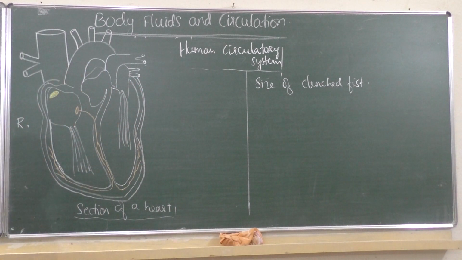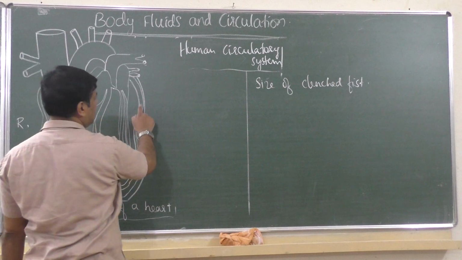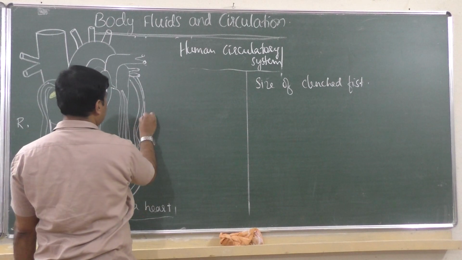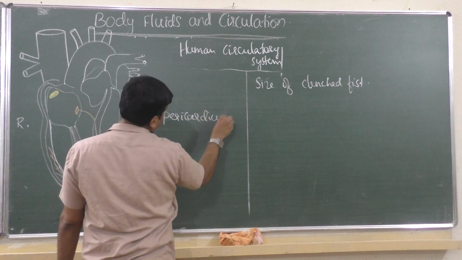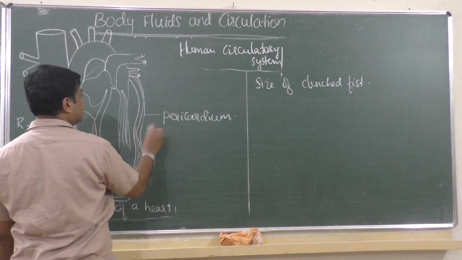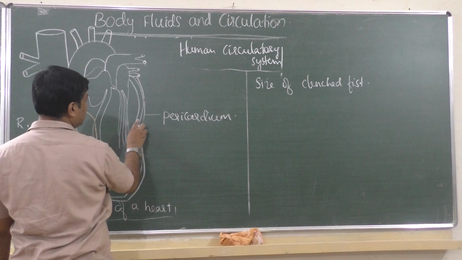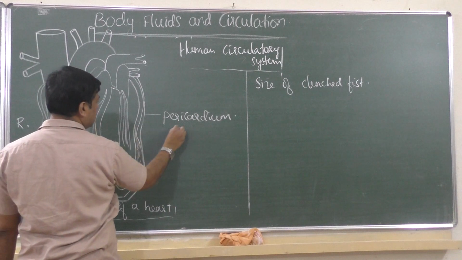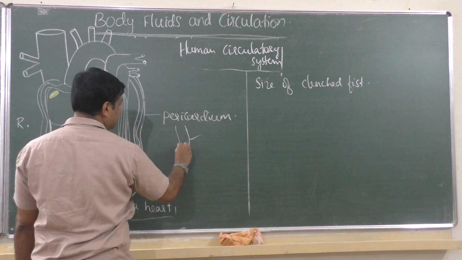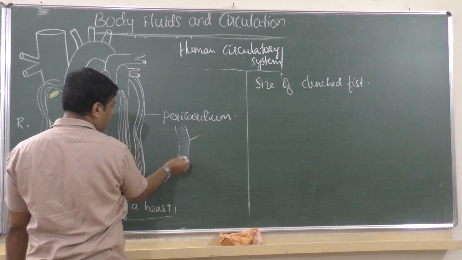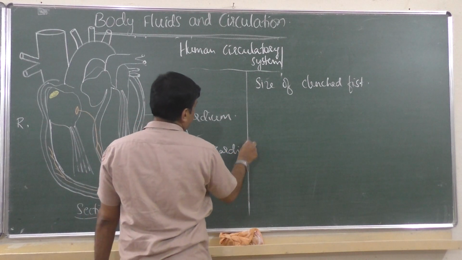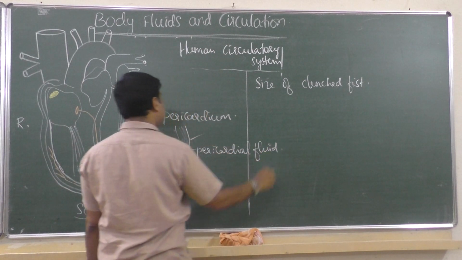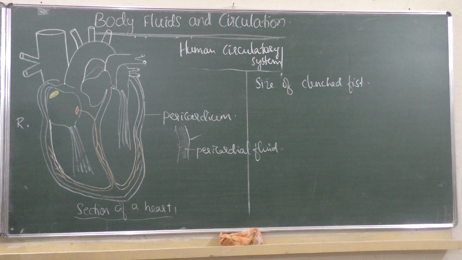Then I was saying the heart is a muscular organ. It is covered by two layers outside, and that layer is called the pericardium. This you knew in 10th standard itself. Two layers are there. This is the outer layer of the pericardium, this is the inner layer, and in between those two layers there is a fluid called pericardial fluid. So pericardial fluid is there.